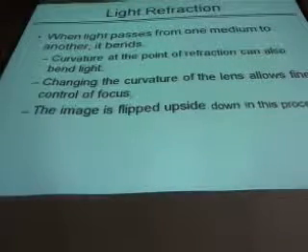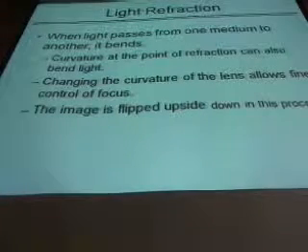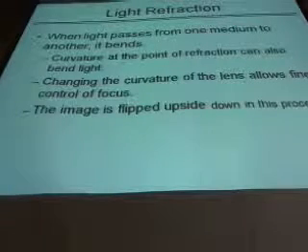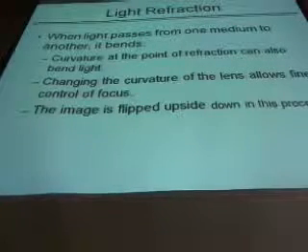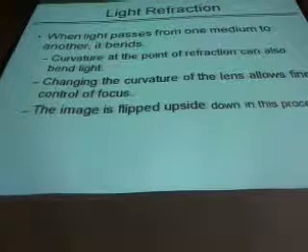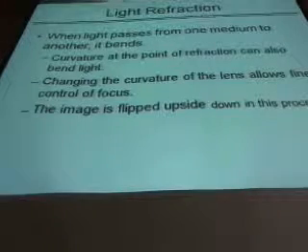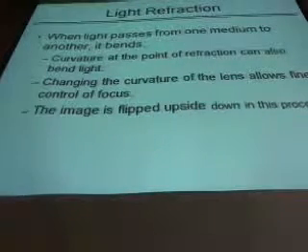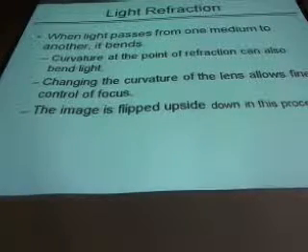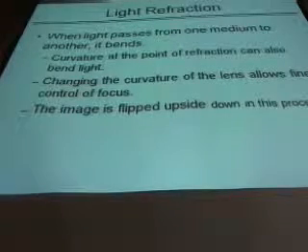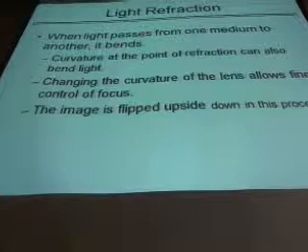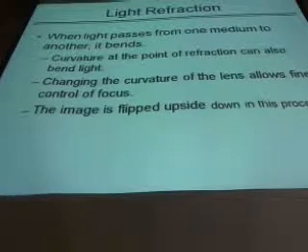Is that what they measured when your eyes tested? No. That's part of the prescription, but what they're actually measuring is how far back they need to change the focus. And then they correct it with the refractive index of the lenses. Curvature at the point of refraction can also bend the light. So that's how lenses work. That's how the lens of the eye works.